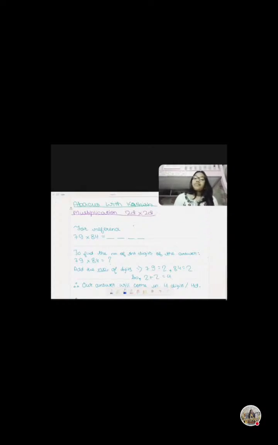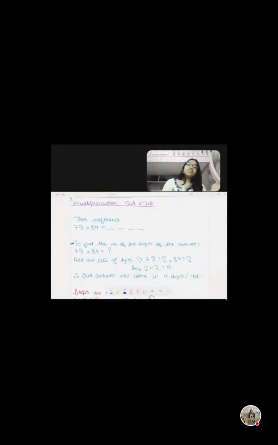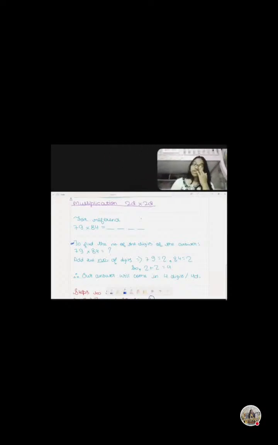Now first, we have to find in how many digits our answer will come. Here, what I have written is to find the number of the digits of the answer. As we have done in our previous things, 2-digit multiplied by 1-digit, we do 2 plus 1, so we get a 3-digit answer. Here also the same, but we are doing 2 plus 2 because our digits are 2 and 2. So our answer will be 4, as I have written here.